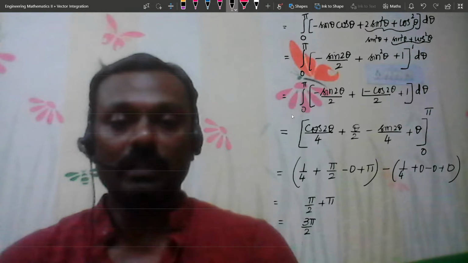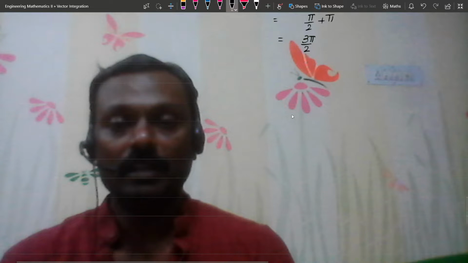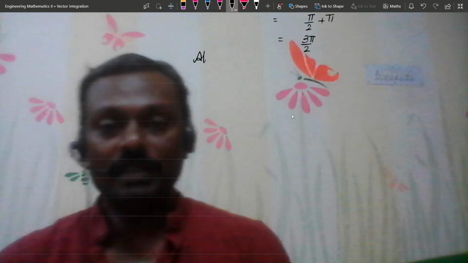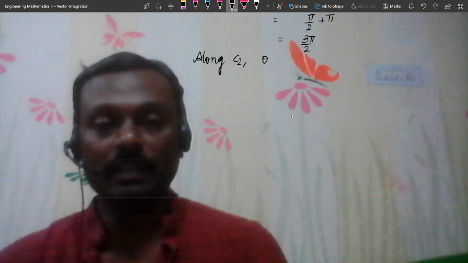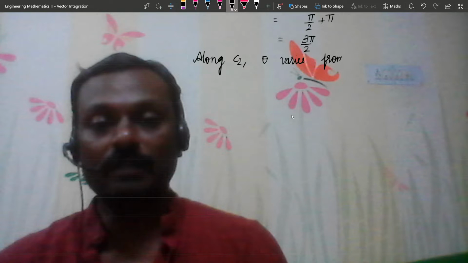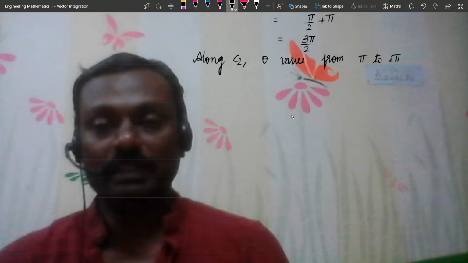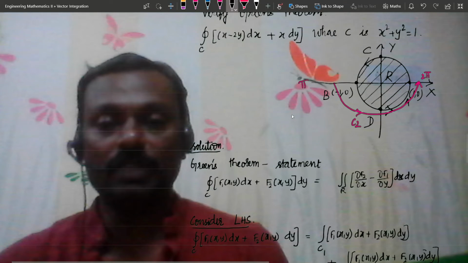Now let's do the next part of the integration, that is along C2. C2 is the lower part of the circle, that is the lower semicircle. So the lower semicircle spreads from the third quadrant to the fourth quadrant, where theta varies from pi to 2 pi. Let's scroll back to check this angle.